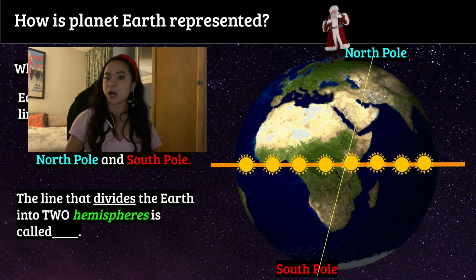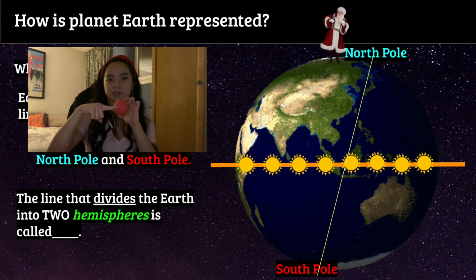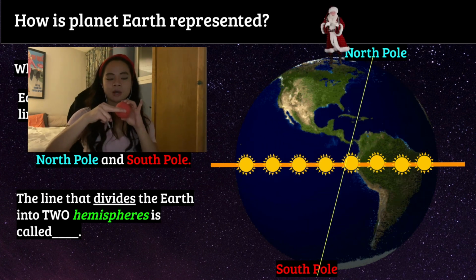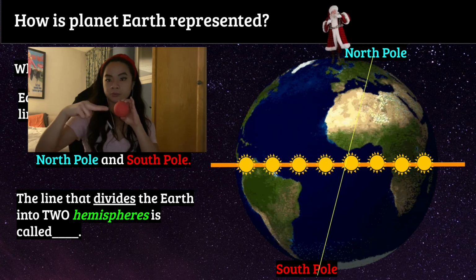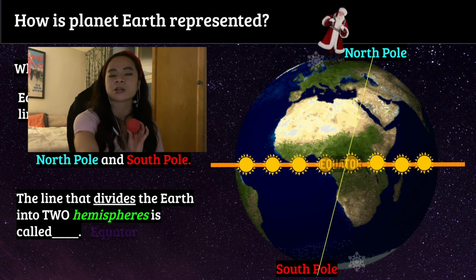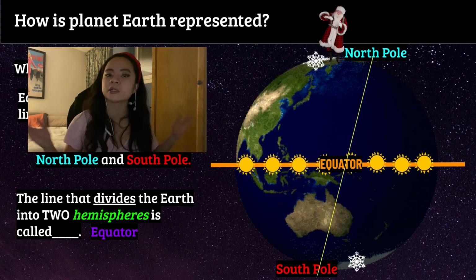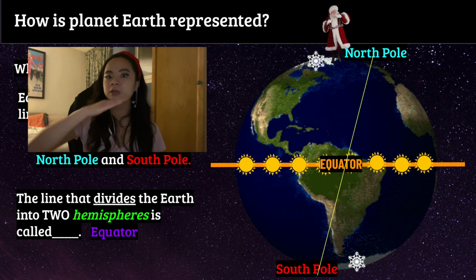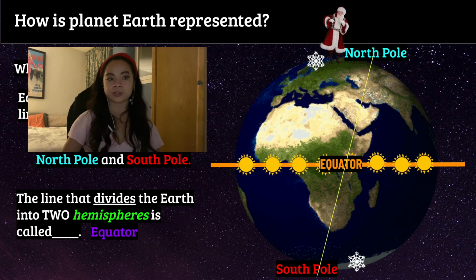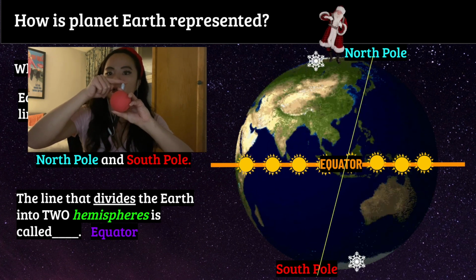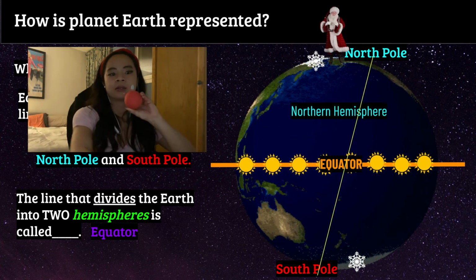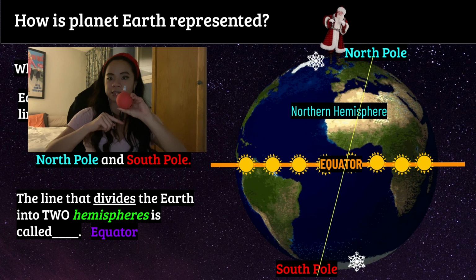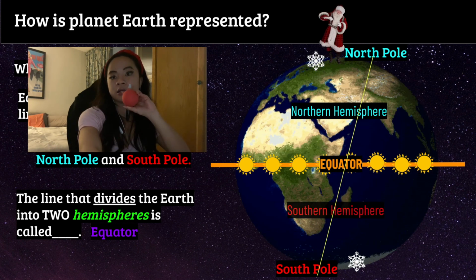Earth also has a line going from left to right horizontally. This line divides Earth into two parts called hemispheres. Do you remember what this line is called? It's called the equator. It comes from the word equal, which is like Spanish igual, so like equal parts of Earth. So the equator divides the Earth into two hemispheres. If you know that this part is the North Pole, this means that the hemisphere right here is the Northern Hemisphere. And if this is the South Pole, that means this is the Southern Hemisphere.